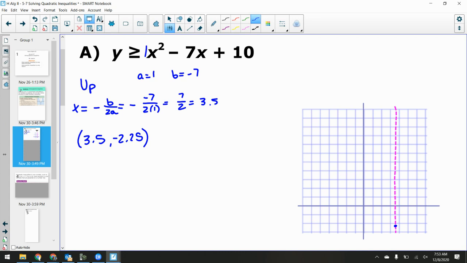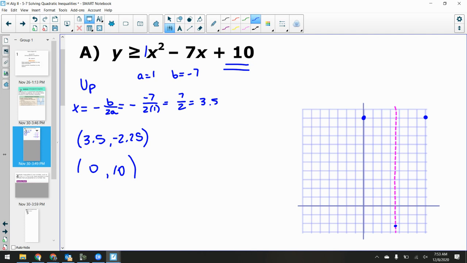Okay, so we know it opens up, and we know there's my vertex point. Where is my y-intercept? 0 comma what? 10. Right? 0 comma 10. 1, 2, 3, 4, 5, 6, 7, 8, 9, 10. Okay, so 3.5 units away. Oh, right on the dot there.